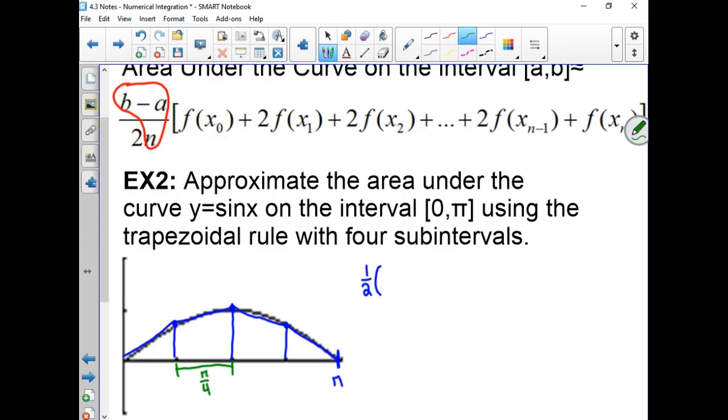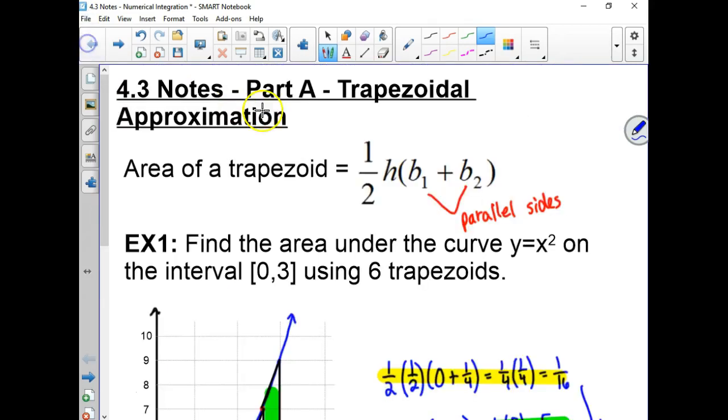We just take the length of the full interval from 0 to pi and divide it by how many rectangles or trapezoids we have, which is 4 here. So I've got 1/2 times pi over 4. Those would be the same for every single trapezoid, so I can leave those out front. Then I can think of doing the trapezoidal formula. Well, the only thing left in that formula, 1/2 height, b1 plus b2, is this b1 plus b2.